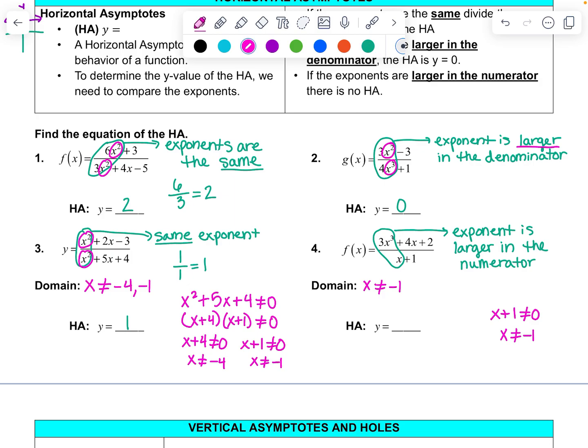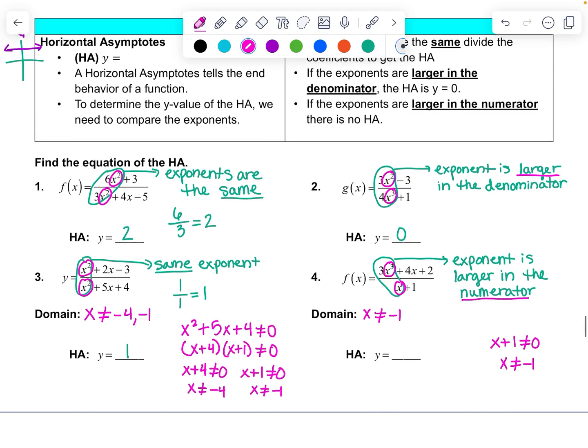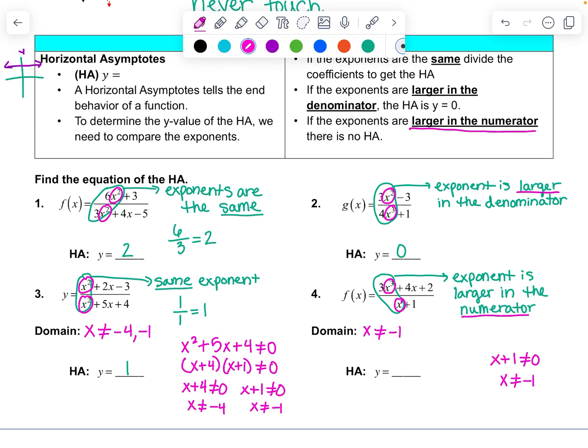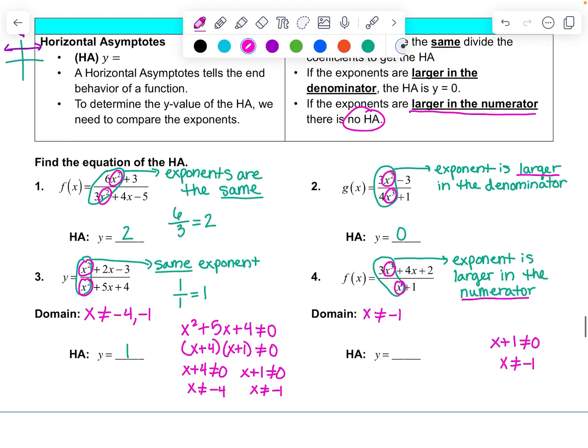And then number 4 here, I see x to the third and I see x, which would be like x to the first. The exponent is larger in the numerator. So if I go back to my rules, larger in the numerator means there is no horizontal asymptote. So I would just say there's none.